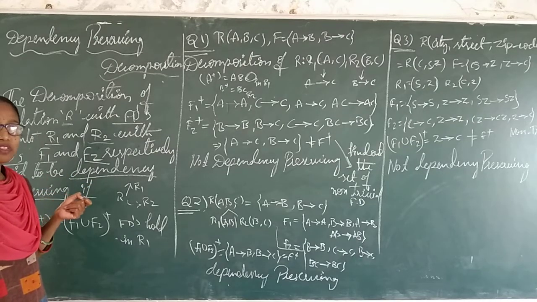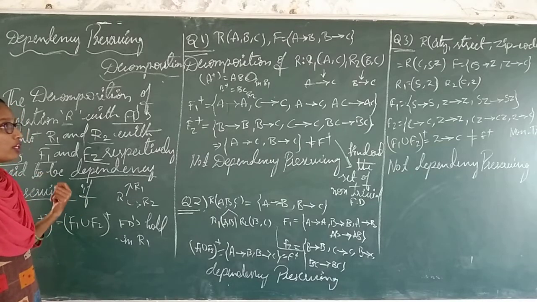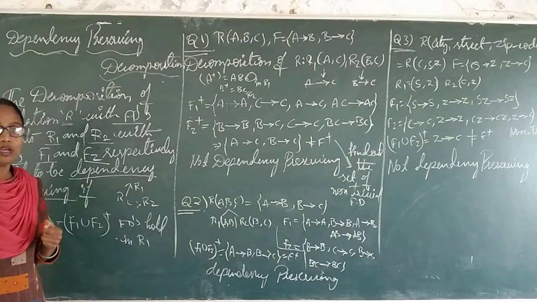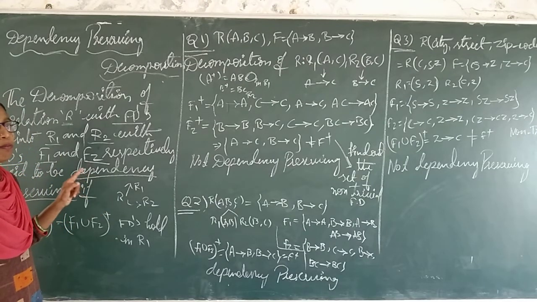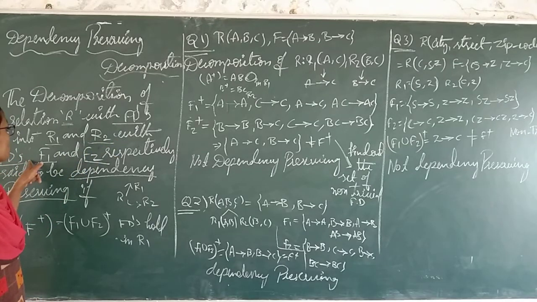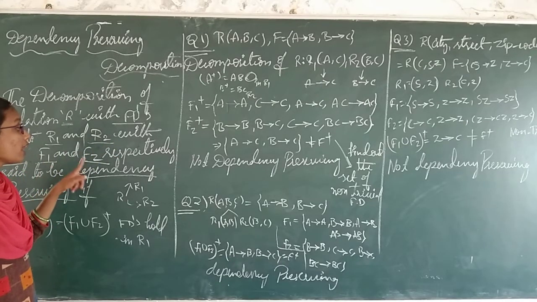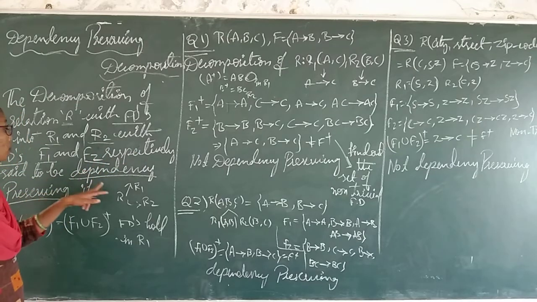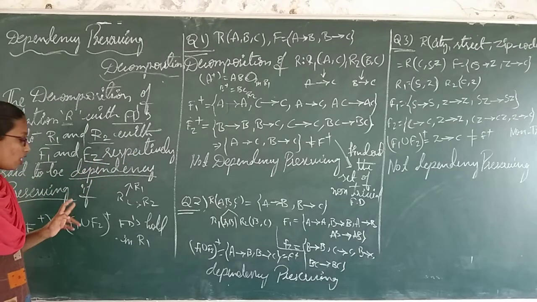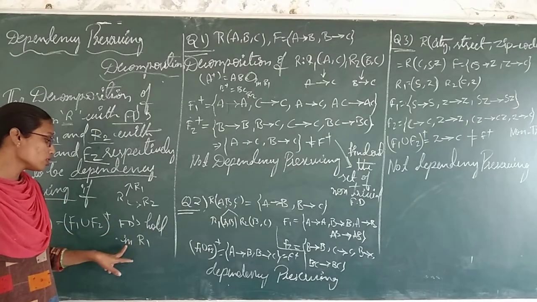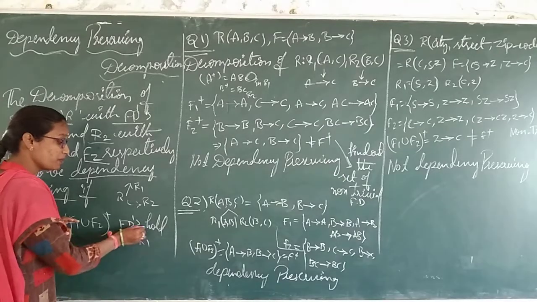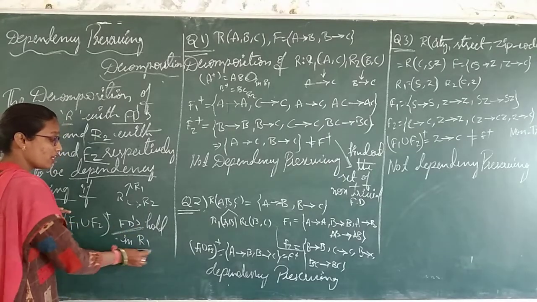What is dependency preserving? Whatever relation we decomposed, we now have two relations, R1 and R2, with functional dependencies F1 and F2 respectively. The decomposition is said to be dependency preserving if F closure equals the closure of F1 union F2. Here the functional dependency holds in the R1 relation.